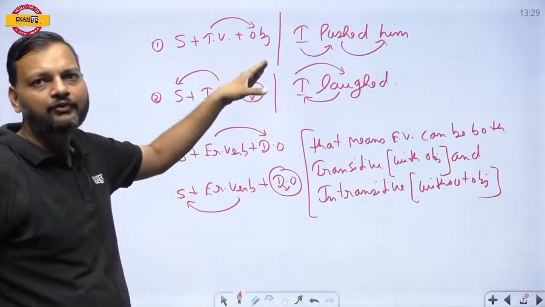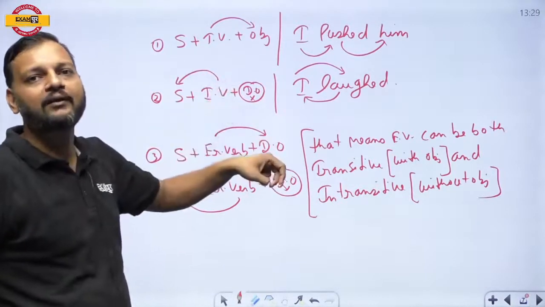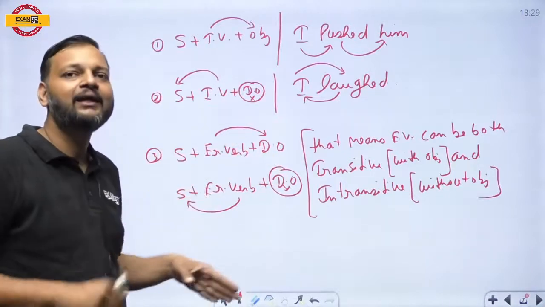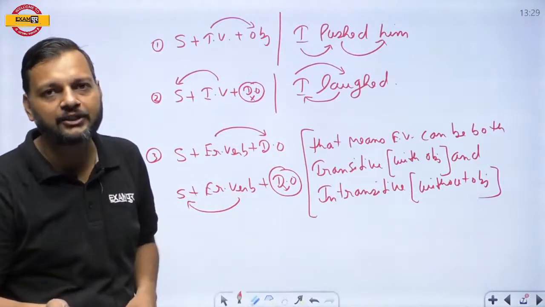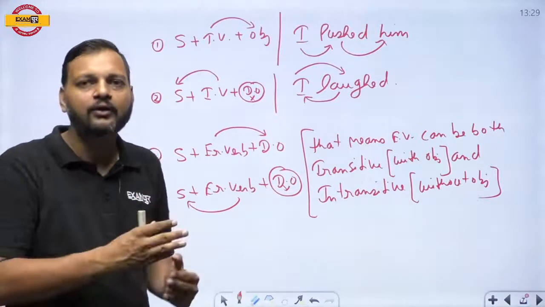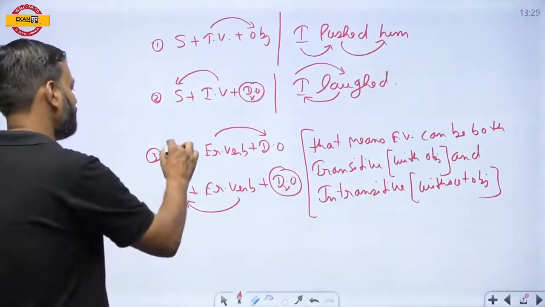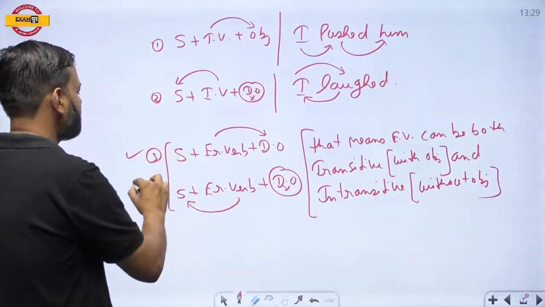So a transitive verb was wrong without an object. An intransitive verb is wrong with an object. But an ergative verb is correct in both conditions. Whether there is an object after it or there is no object after it, an ergative verb is correct in both the conditions.